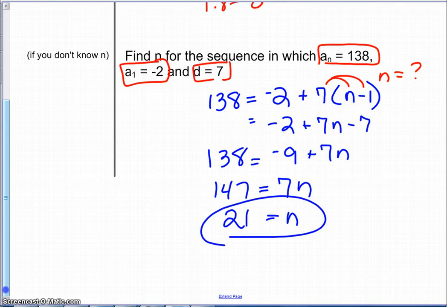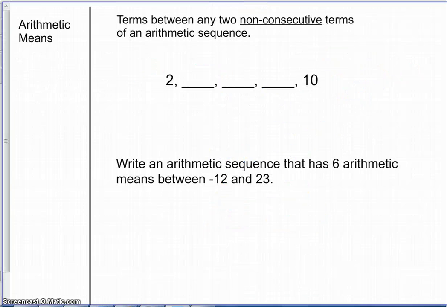I think that's as quick as it gets. We could have first added 2 to both sides, got 140, and then divided both sides by 7, and that gives n minus 1 equals 20. Then we add 1 to get to the 21. Either way, you would get the right answer. There's just a couple different routes to get to that answer.